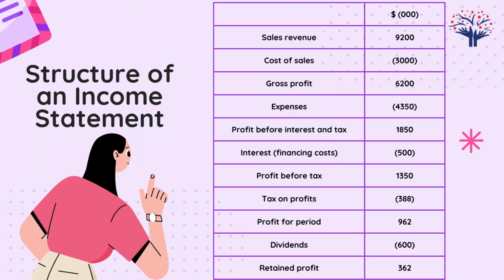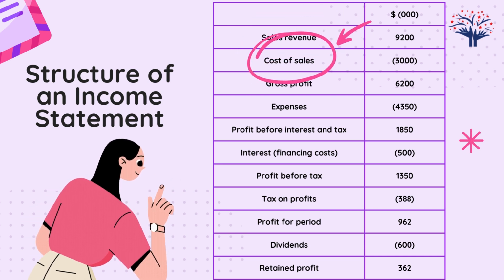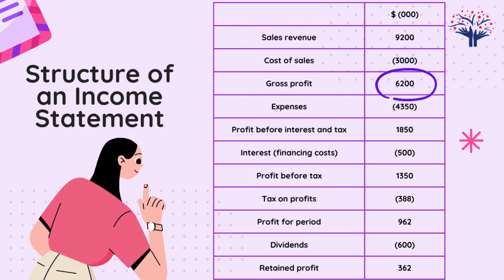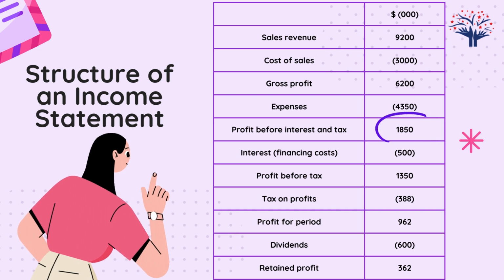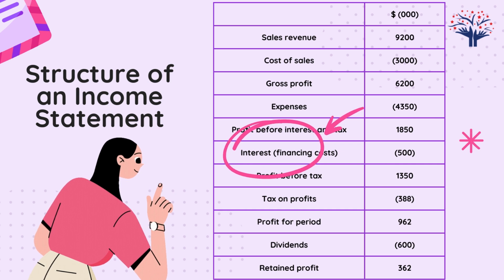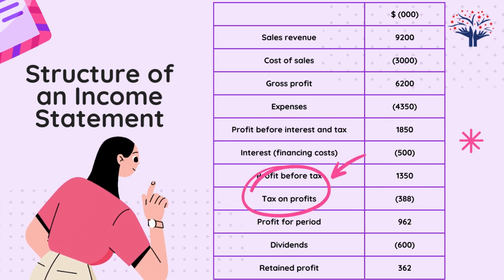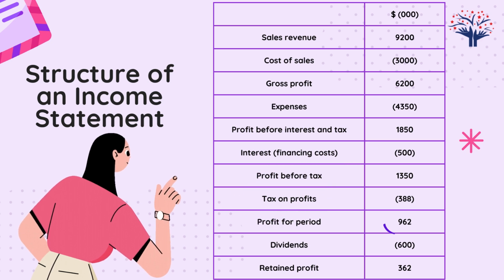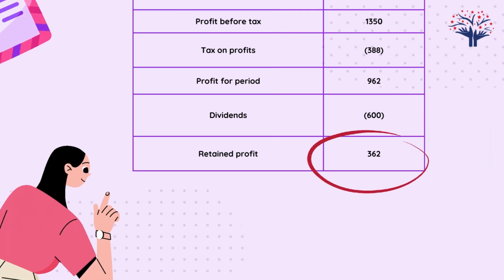Let's take a closer look at the structure of an income statement. It starts with the sales revenue, followed by the cost of sales, which gives us the gross profit. Next, we deduct expenses, leading to the profit before interest and tax. Then, we account for interest, or financing costs, to get the profit before tax. After that, tax on profits is subtracted, leaving us with the profit for the period. Finally, we have the dividends paid out, and the remaining amount becomes the retained profit.